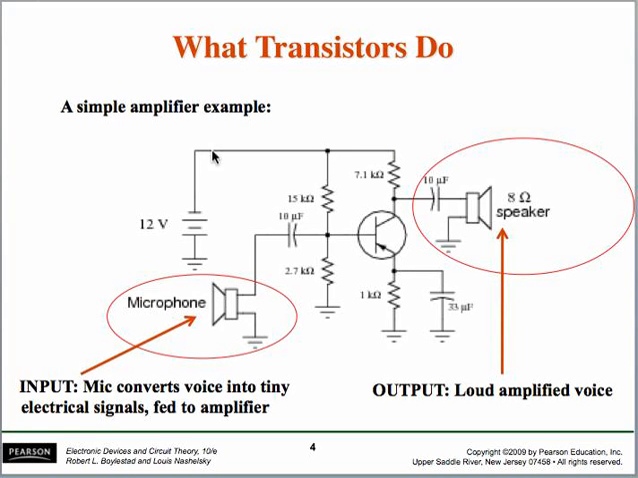Now this is a simple circuit showing you how a transistor functions as an amplifier. This is a simple amplifier circuit with a transistor, and the transistor is over here. This is the symbol of a transistor. Now I would like to ask you one question. What type of transistor is this? Is it NPN or PNP?